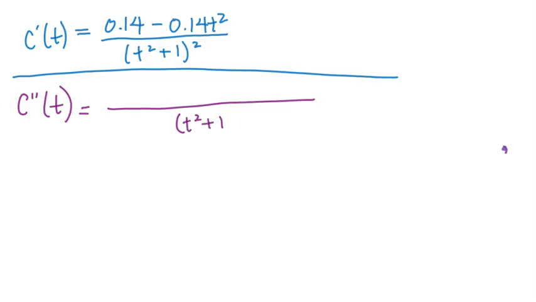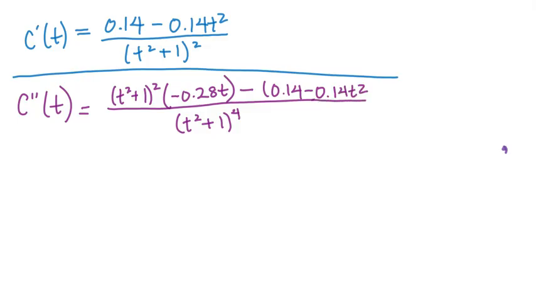So I'll have a t squared plus 1 squared, and then squared again would be to the 4th power. And then I'll have a t squared plus 1 squared times the derivative of the top, which is a negative 0.28t. And then I have minus the top, 0.14 minus 0.14t squared, times the derivative of the bottom.